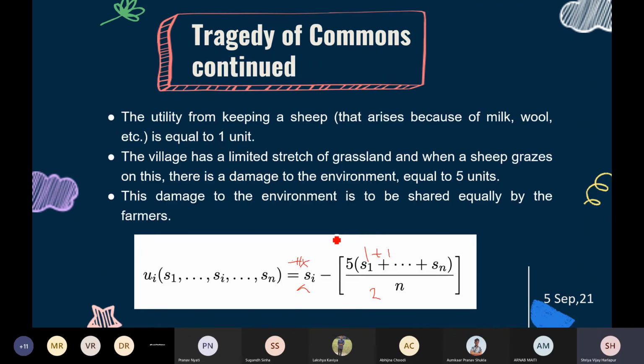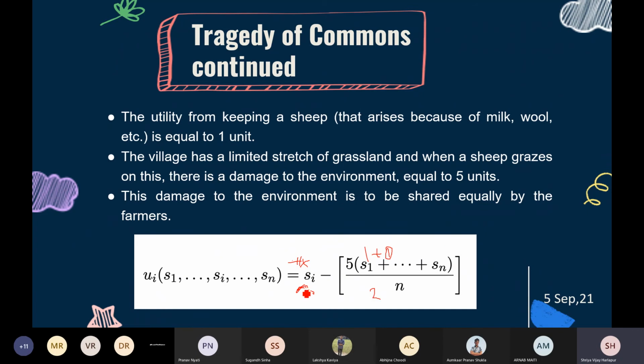Now suppose farmer 1 decides to keep a sheep and farmer 2 doesn't. First we calculate the environmental damage, so it will be 5 into (1 plus 0) divided by 2, which is minus 2.5 for each farmer. Since farmer 1 is keeping a sheep, their utility will be 1 minus this, because they have that SI, the utility of having kept the sheep. So 1 minus 2.5, they get minus 1.5 utility.